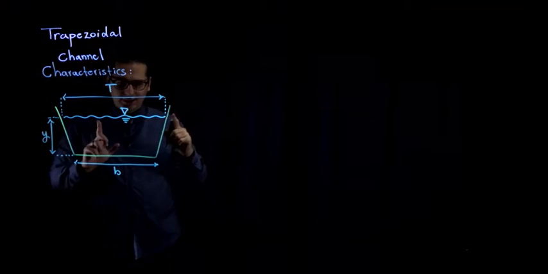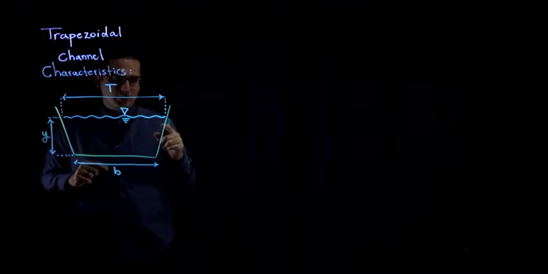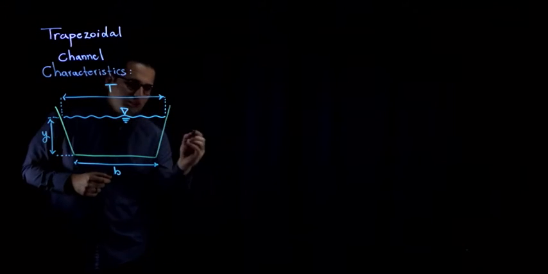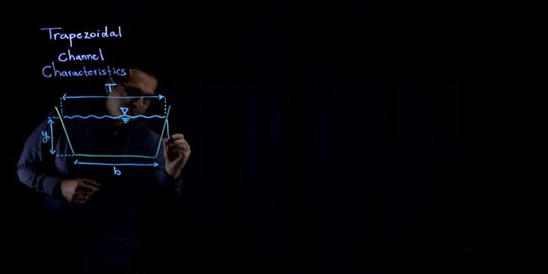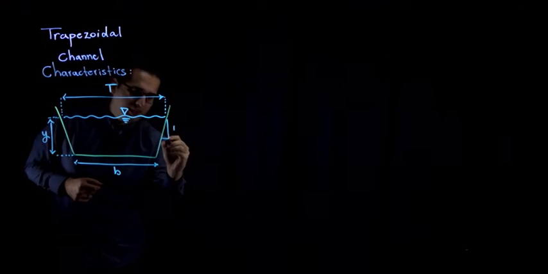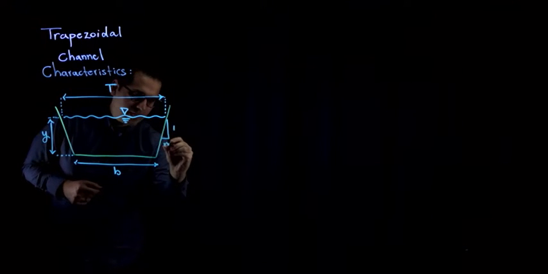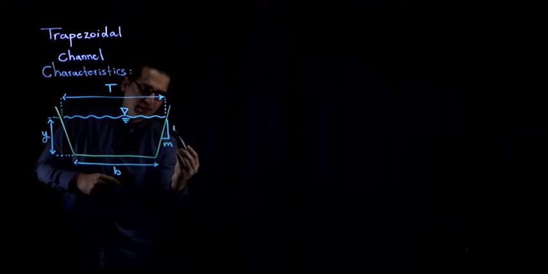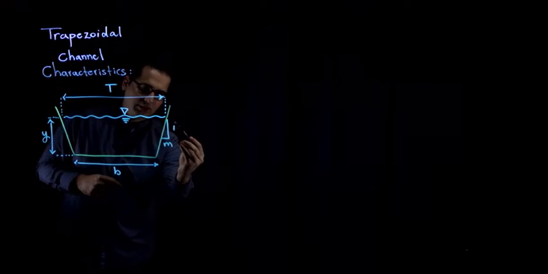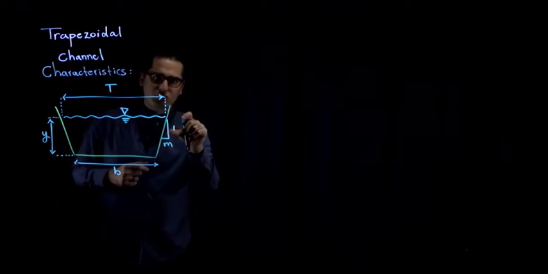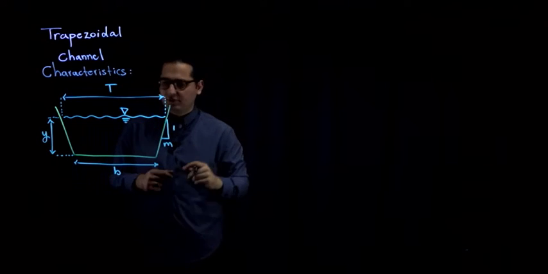And then the last thing that I want to define over here is the slope of the sides of this trapezoidal channel. We normally show the slope like this. So this side is normally 1. We call it the rise of the slope. And here, we usually show it using m. And m is the run of the slope. So m is the run, and 1 over here is the rise of this slope. This is the convention to show the slope of the side of different channels.